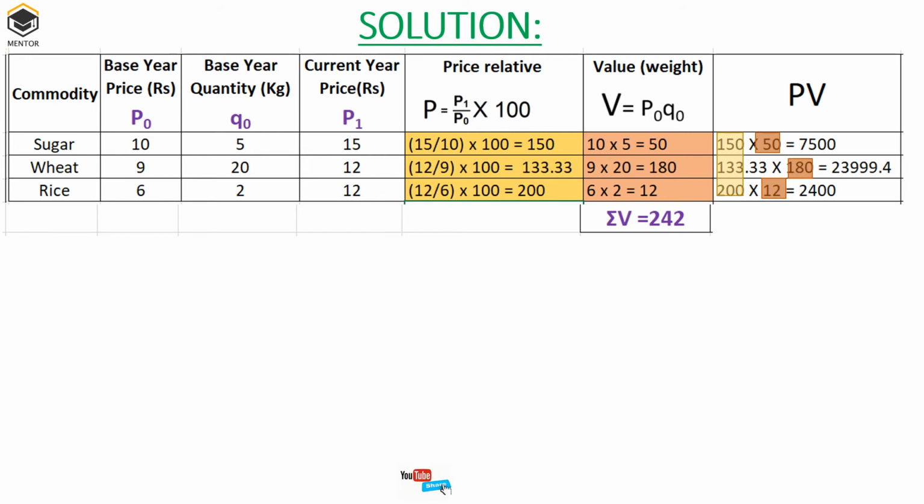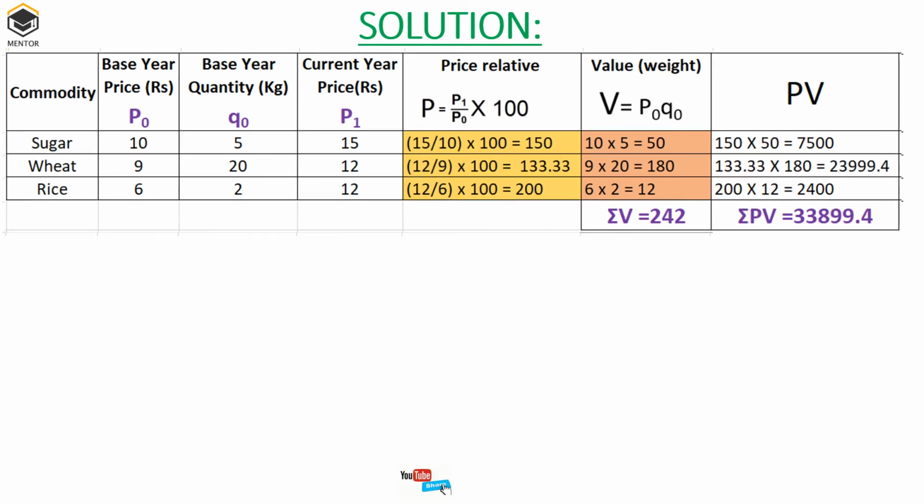So I'm going to multiply this P and V value so that I get the values for the PV. The first value is 7500, and for this 23,999.4, next value 2,400 I got. Next what we have to do, I have to find the summation of PV. So summation PV is equal to 33,899.4.